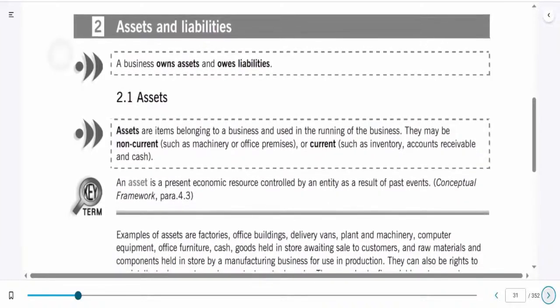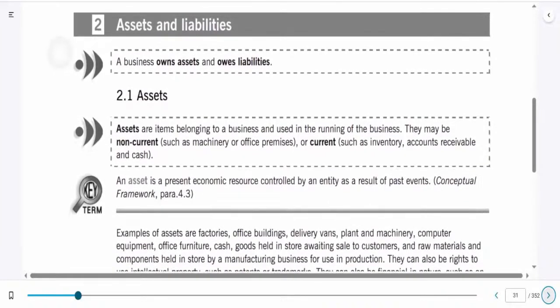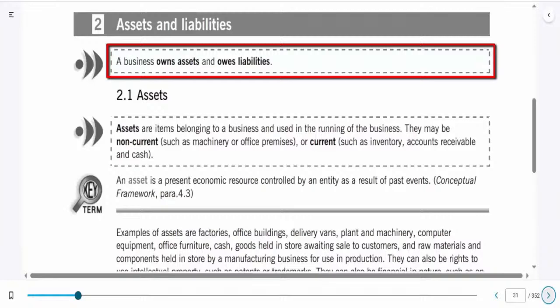All right, let's break this sentence down as if we're sitting together in a classroom. A business owns assets and owes liabilities. Let's start with the two new words here, assets and liabilities. 1. Assets. These are things that a business owns. Think of assets as anything valuable that belongs to the business and can help it make money.